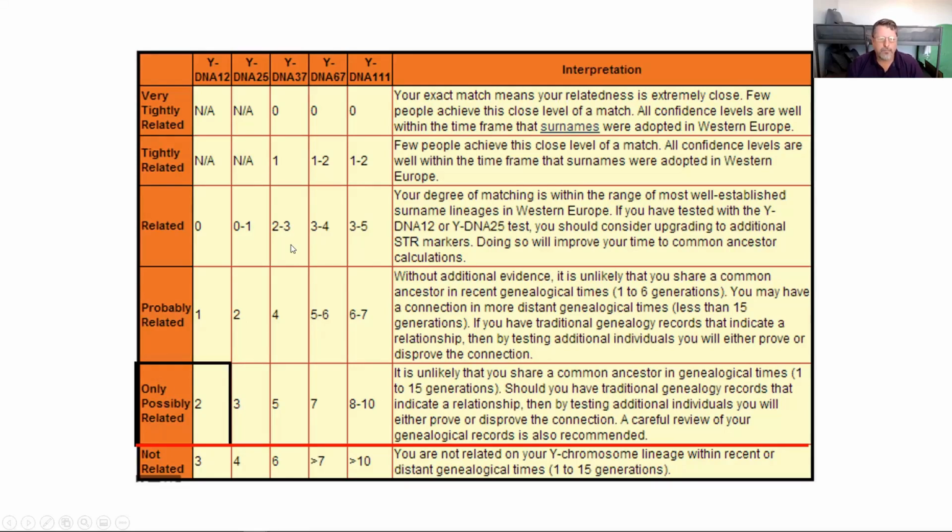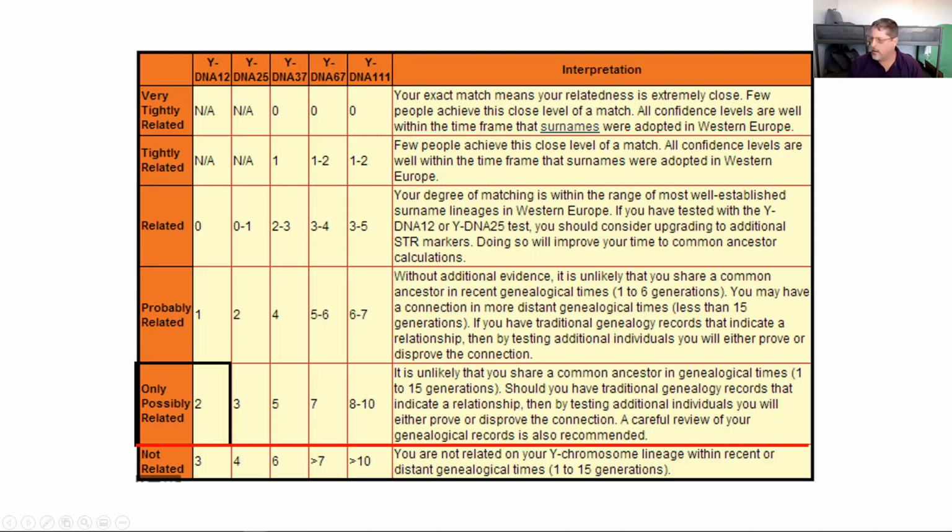So what happened? Well, because they upgraded to a higher level test, they have more fidelity. The Y12 could only tell you, oh, there's a possibility they're related. But the Y37 was powerful enough to say, yeah, you're related. So that's what that means.